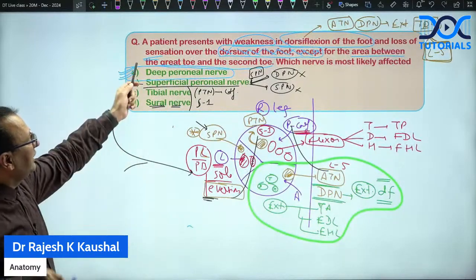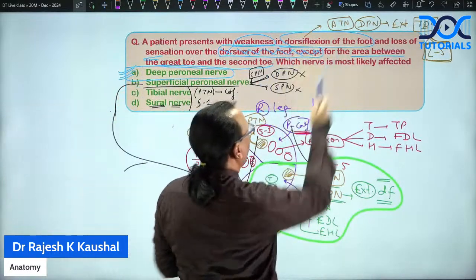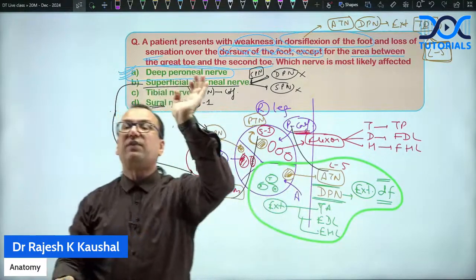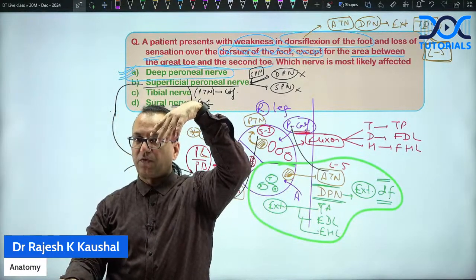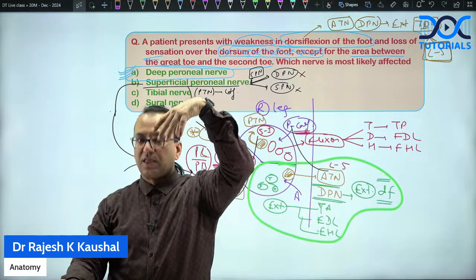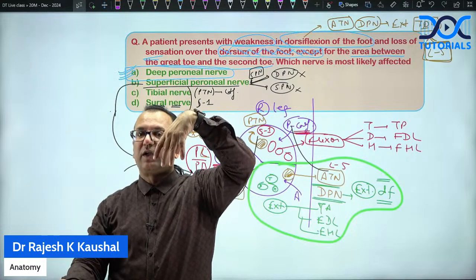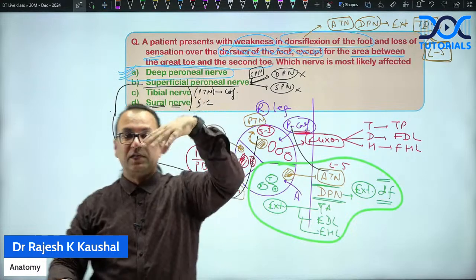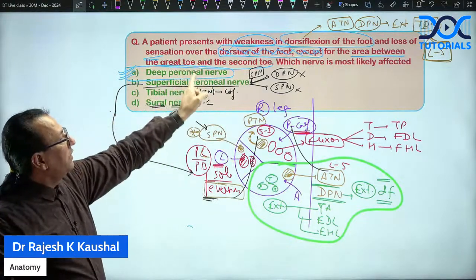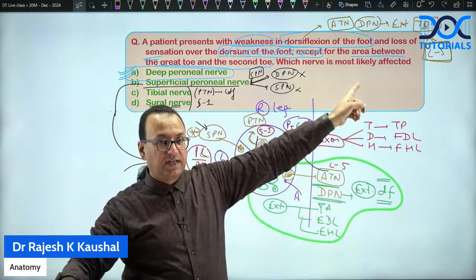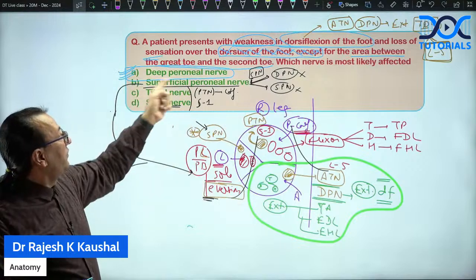So as you see, and this dorsiflexion, you know what is that called? Loss of dorsiflexion, foot drop. This is a case of foot drop because you are unable to do dorsiflexion. So this is a case of foot drop with loss of sensation in the first interdigital cleft, and it is a problem of deep peroneal nerve.